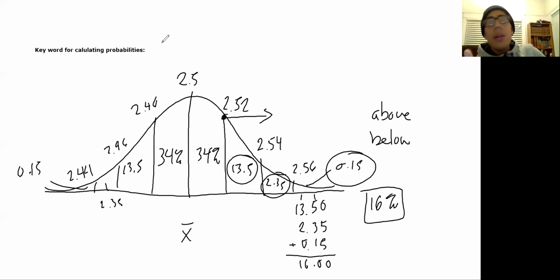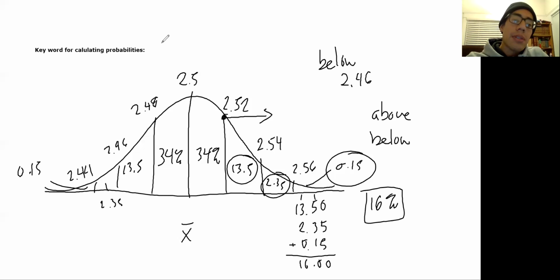What if I want to know about below? Well, below means less, and that means to the left, okay? So what is the probability that a penny will be below 2.46 grams? This is an 8, sorry for the confusion. What is the probability of me finding a penny that is less than 2.46 grams? Well, first I have to find 2.46 grams. It's right here. Below means less. That means to the left. So I'm going to move over here to the left.